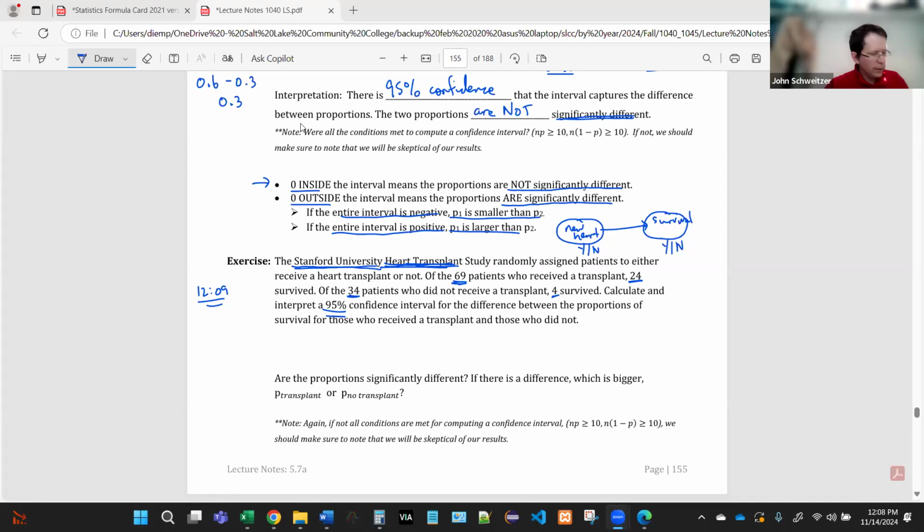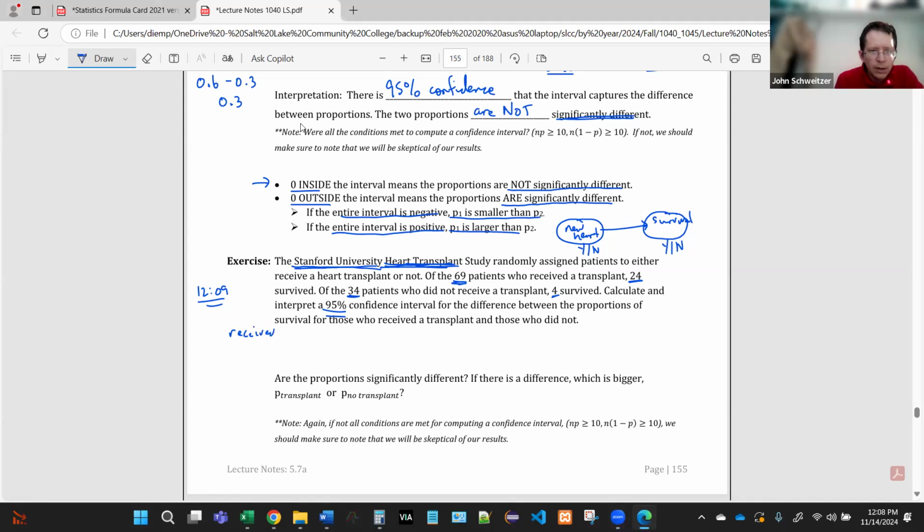All right, let's come back together on this. So we've got two groups again. We have the group that received the new heart, so we can call that sample 1. There were 24 successes. There were 69 in that group. And so that gives us a success rate, survival rate of 24 over 69, which is about 0.3478. It's about 35% success rate among the group that got the heart transplant.